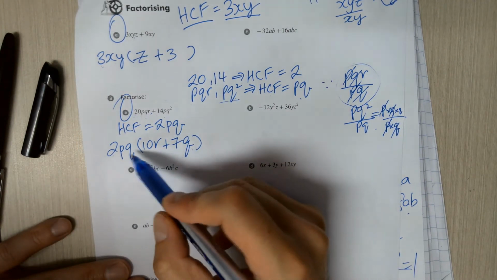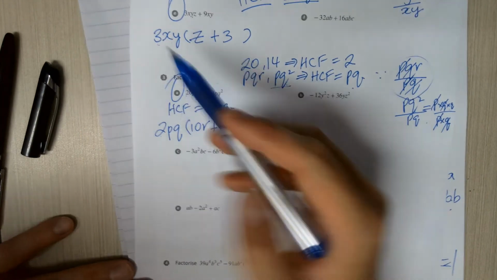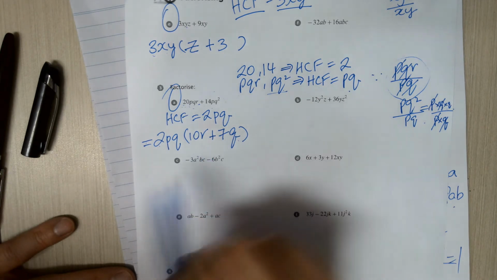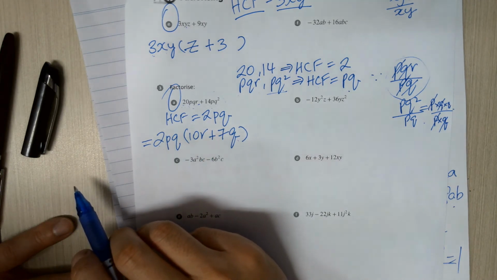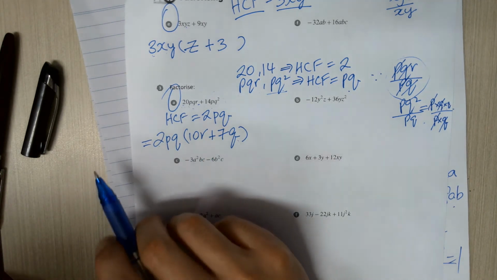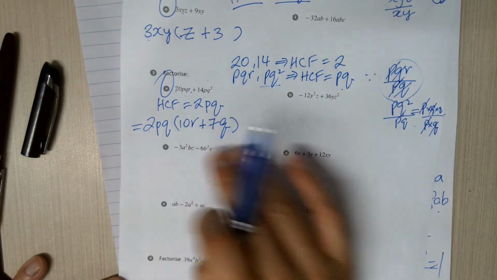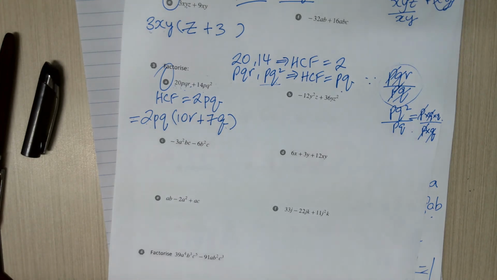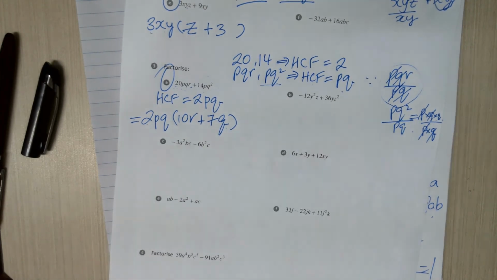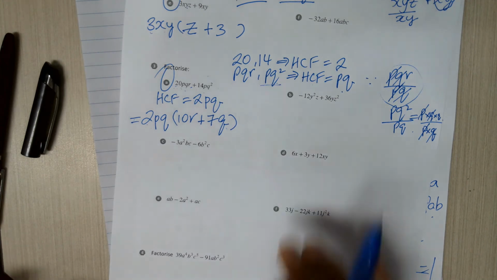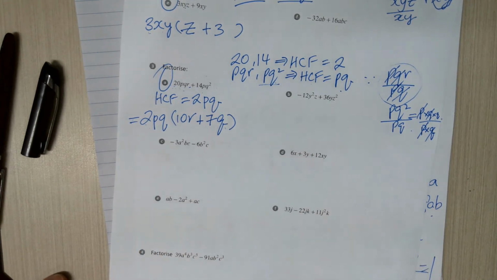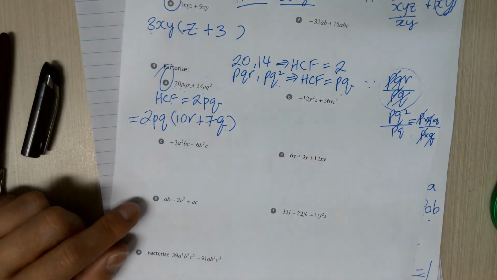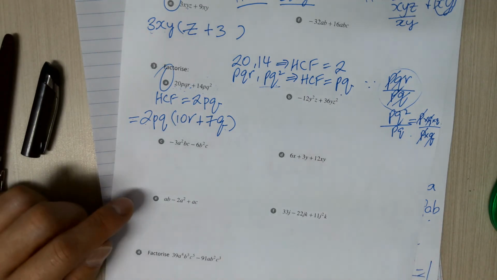So you put it in there. So the factorized expression would be 2PQ bracket 10R plus 7Q. That's how you do it. So what if you have more than 2 terms? Are you still doing the same thing? Yes, you are. You just need to find the highest common factor for the 3 terms. Okay, I will do one last one with you, and then I will let you do these challenging ones yourself.